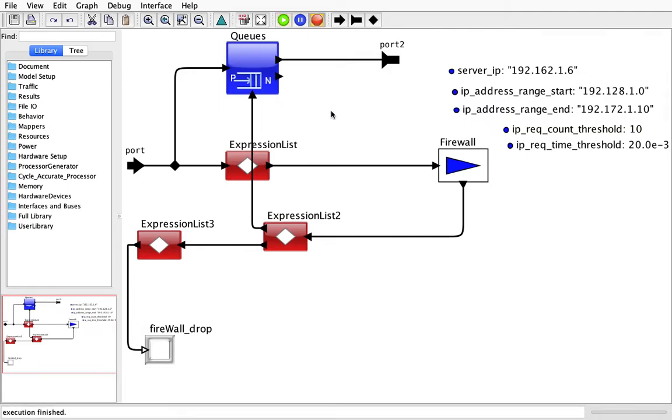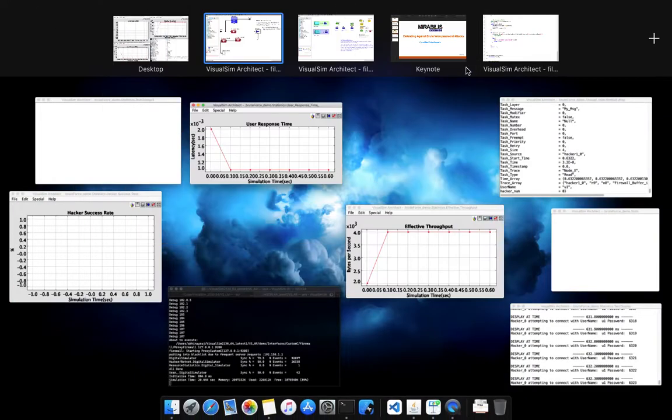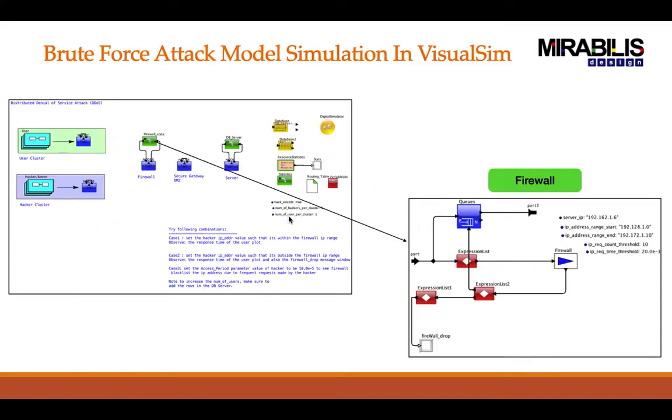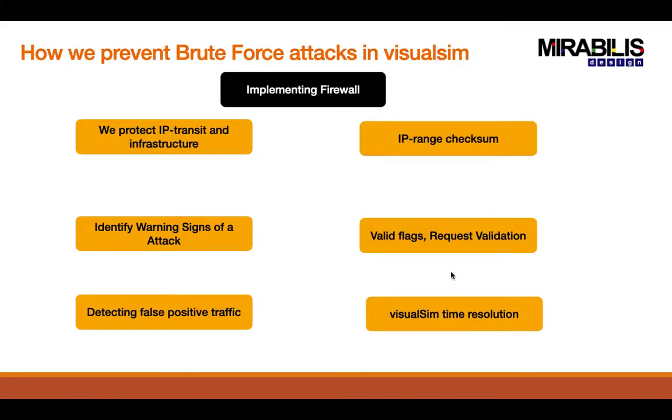For the firewall, this is the model that I have shown you, and how we are preventing attacks and what we have implemented, I will show here. We safeguard IP transit and infrastructure by using IP range and checksum. We identify warning signs of attacks by using request validation and valid flags evaluated by the database server.